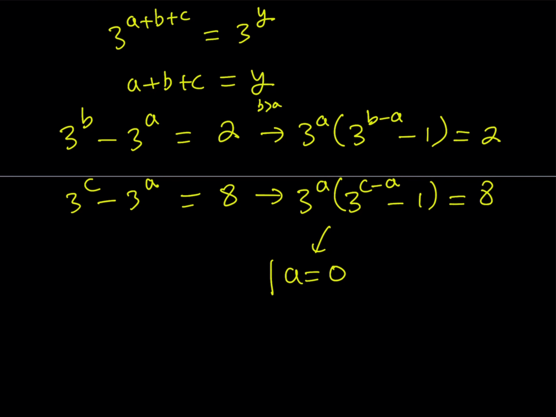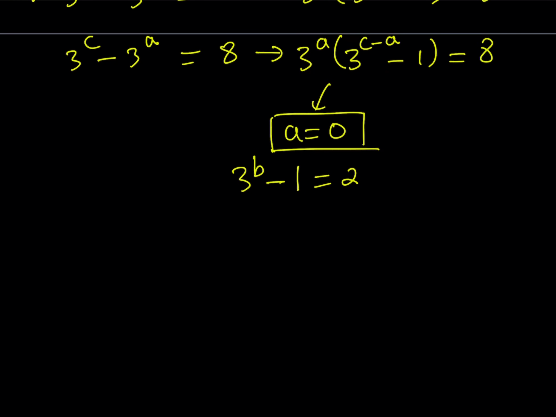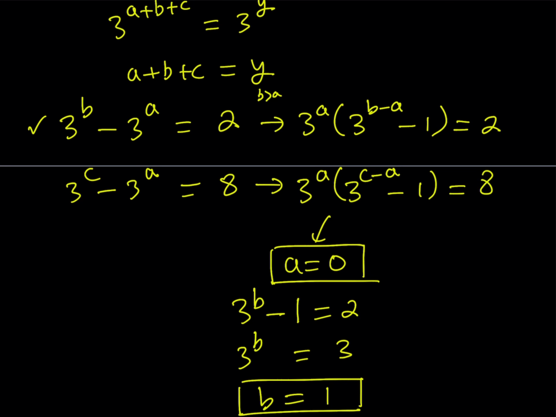That's a must. And when a equals 0, a lot of good things happen, because you can just plug it in and find the other values. For example, from the first equation, you get 3 to the power b minus 3 to the power 0, which is 1, equals 2. This means 3 to the power b equals 3, which means b equals 1. Great, we got the value of b as well. Is that the only value? Looks like it.